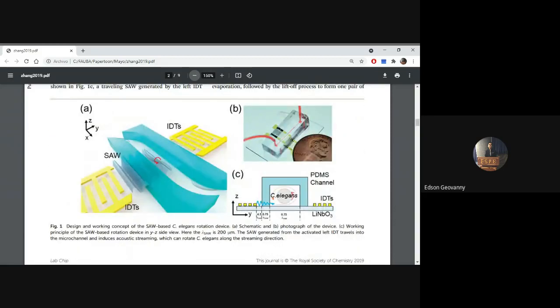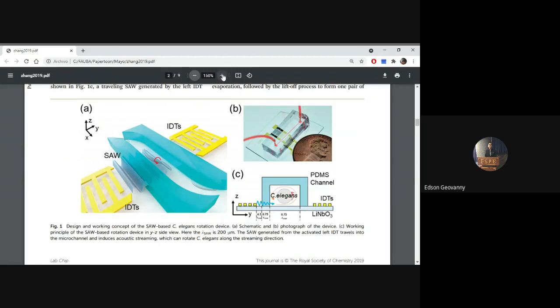The manipulation was achieved by exposing the worm to surface acoustic waves, SAW, which generate a vortex distribution in the channel. Clear images were obtained of C. elegans dopaminergic neurons, as well as muscles and fibers.